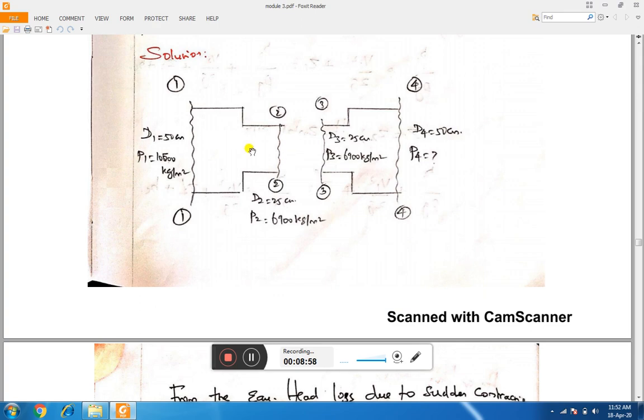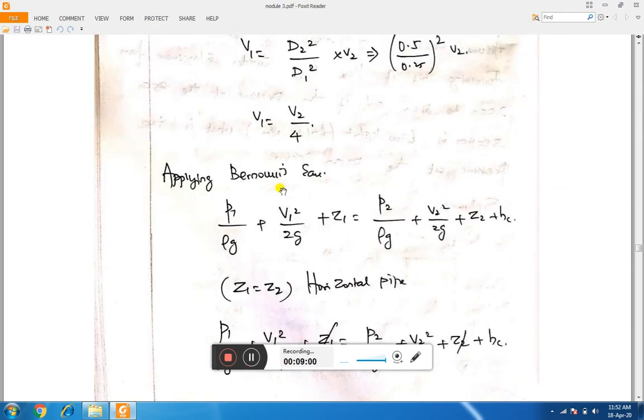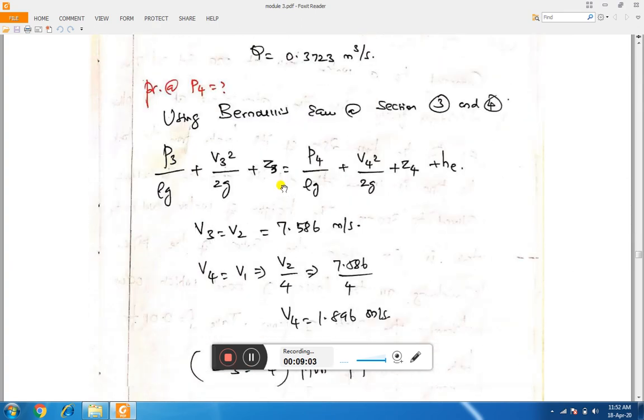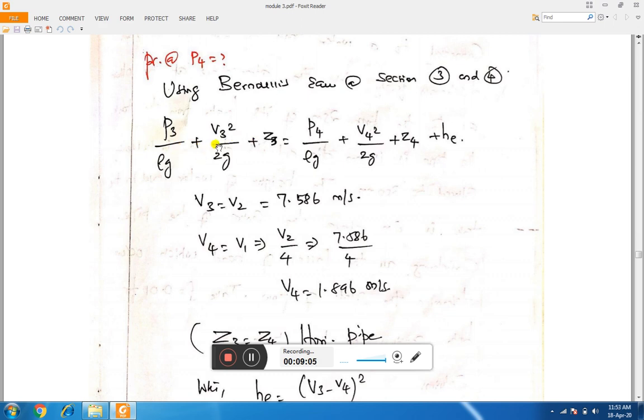Now we have to forget this part. Now p3 by rho g, v3 square by 2g, z3, equals p4 by rho g, v4 square by 2g plus z4 plus he. So this he is nothing but the head loss due to sudden enlargement between section 3 and section 4.